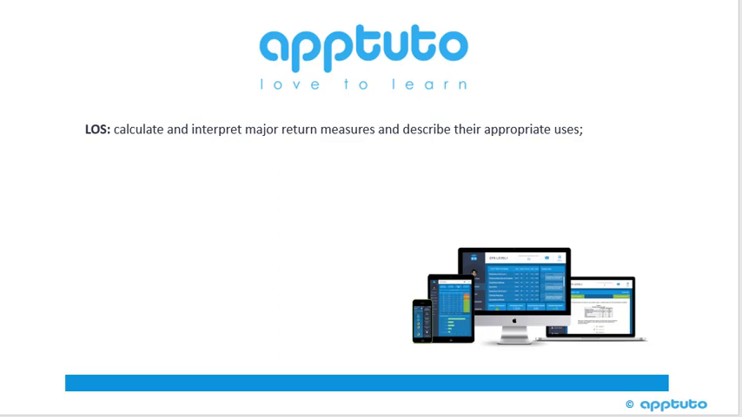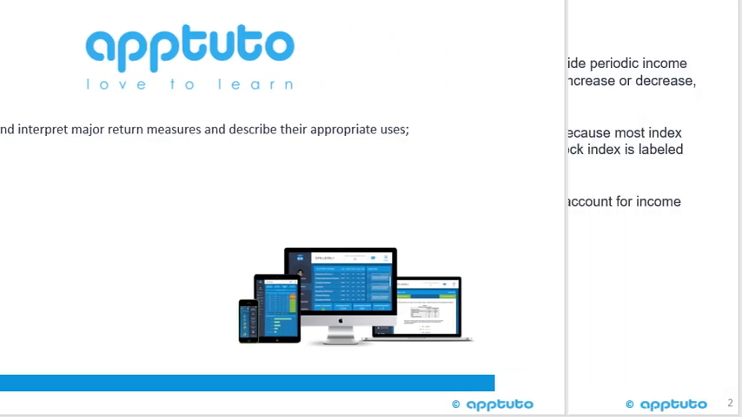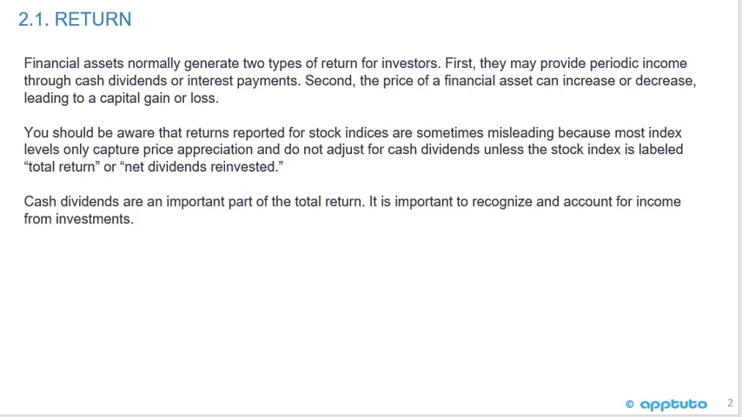This LOS is calculate and interpret major return measures and describe their appropriate uses. Return. Financial assets normally generate two types of return for investors. First, they may provide periodic income through cash dividends or interest payments. Second, the price of a financial asset can increase or decrease, leading to a capital gain or loss.